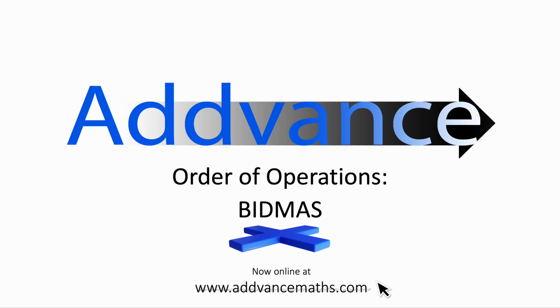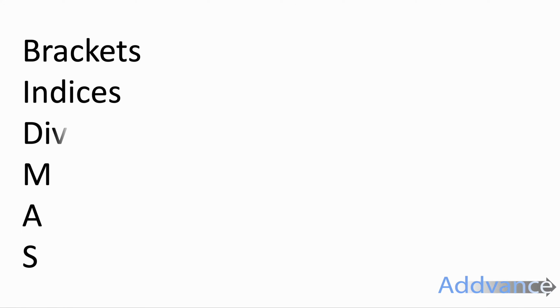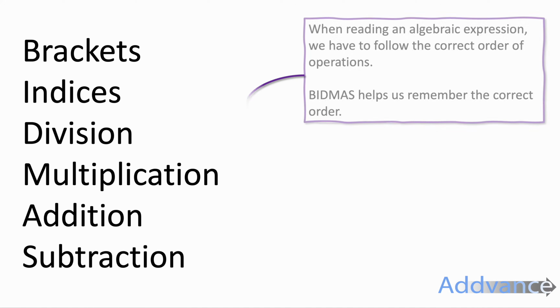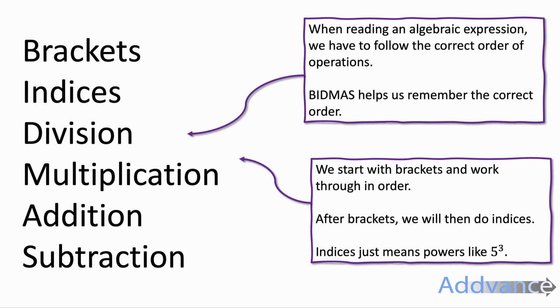Today we're talking about the order of operations, BIDMAS. BIDMAS stands for brackets, indices, division, multiplication, addition and subtraction. It tells the order that we read an algebraic expression. If you've got an algebraic expression with brackets and division, you would do the brackets first because that comes first in BIDMAS. Division comes after.